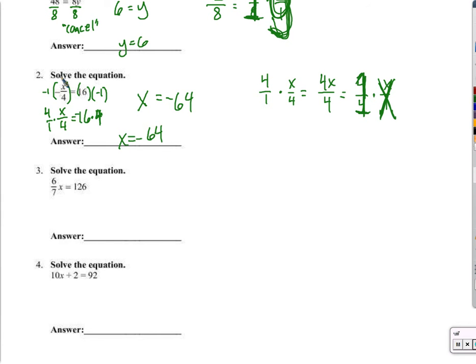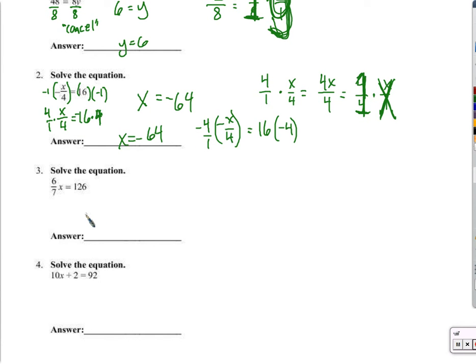Now, if we don't want to take two steps there, we could have taken negative x over 4 and multiplied it by negative 4 over 1, taking care of the negative and the 4 at the same time, and then 16 times negative 4 would also give us negative 64. Okay. And in one step here, we'd have negative times negative is positive, and the 4 divided by 4 is 1.